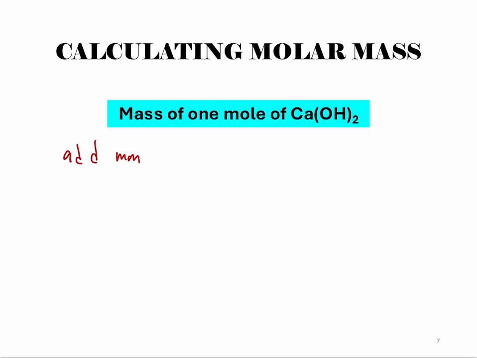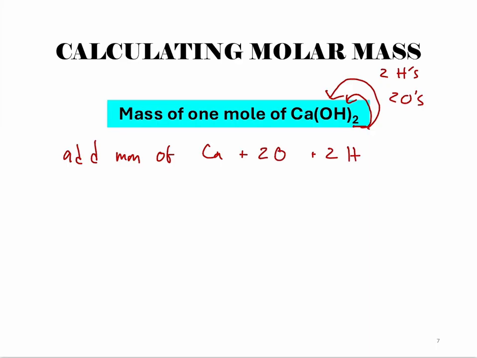Add the molar mass of calcium, oxygen and hydrogen. How many oxygens? 2, right? Because in our chemical formula, the parentheses means that we have 2 of everything inside the parentheses, the subscript outside. This means we have 2 H's and 2 oxygens. Because of the parentheses there, it multiplies everything inside by 2. So we have the molar mass of 2 oxygens plus the molar mass of 2 hydrogens.